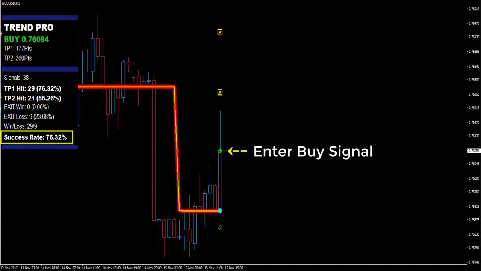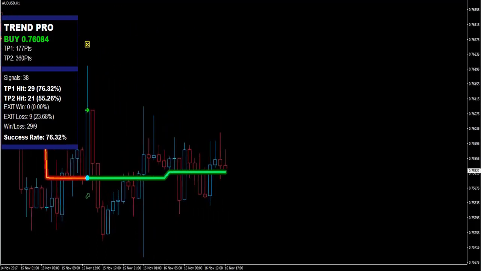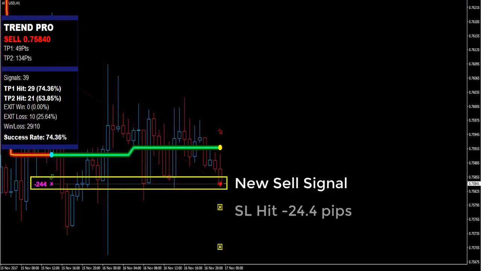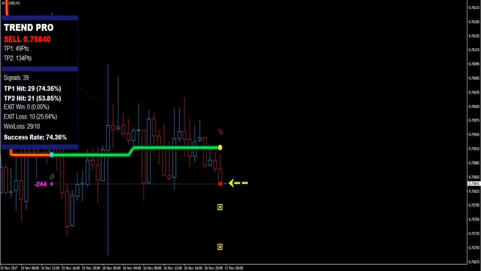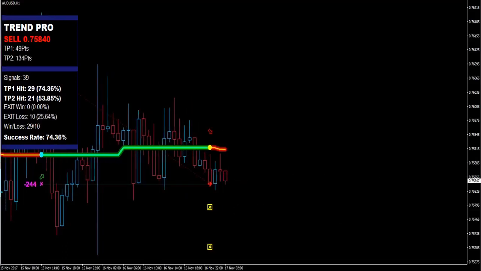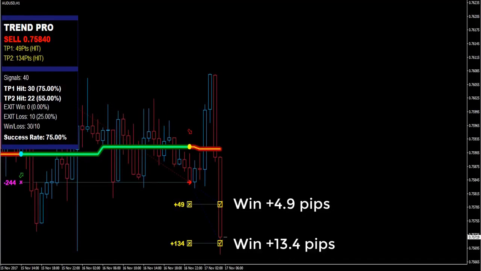Enter buy signal. New sell signal. Stop loss hit. Minus 24.4 pips. Enter sell signal. Win. TP1 and 2 hit.